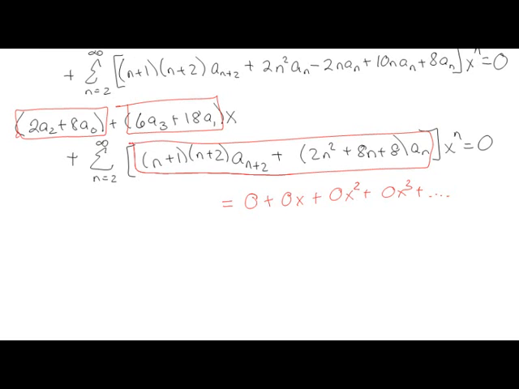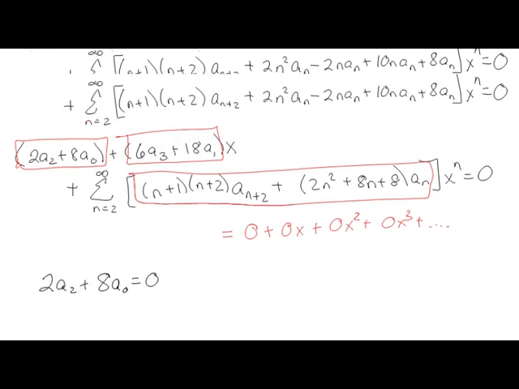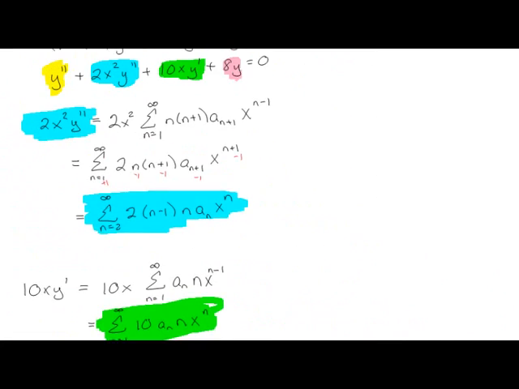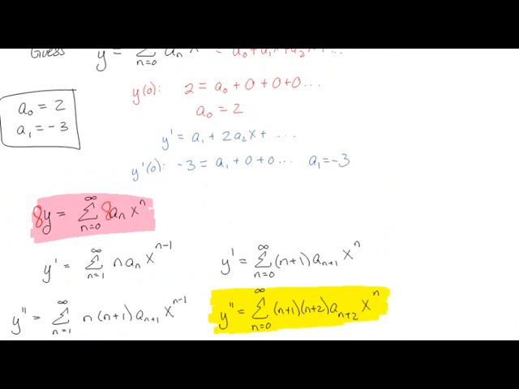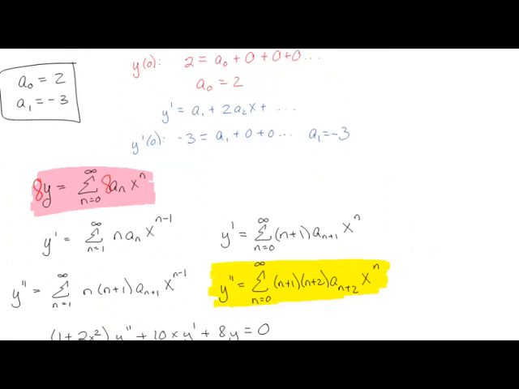In this way I can actually calculate the A naughts and the A2 and 3 and all those terms. So I know that 2A2 plus 8A naught is equal to 0. You're like, well, how does that help me? And you say, well, remember a really long time ago, we had this right here, which is where we found, based on our initial conditions, A naught and A1. So I know A naught is actually equal to 2.